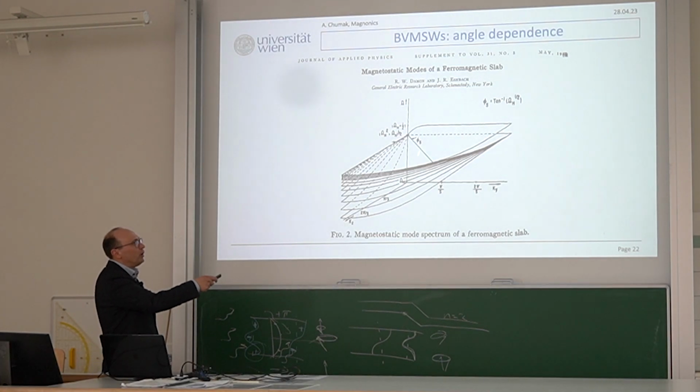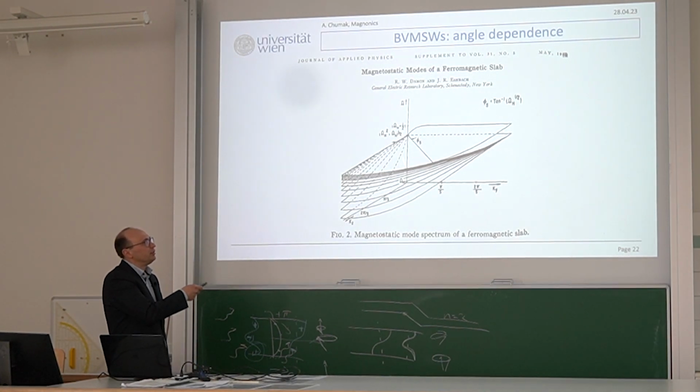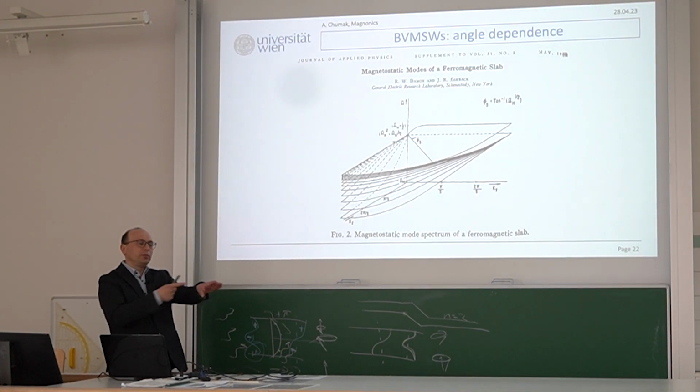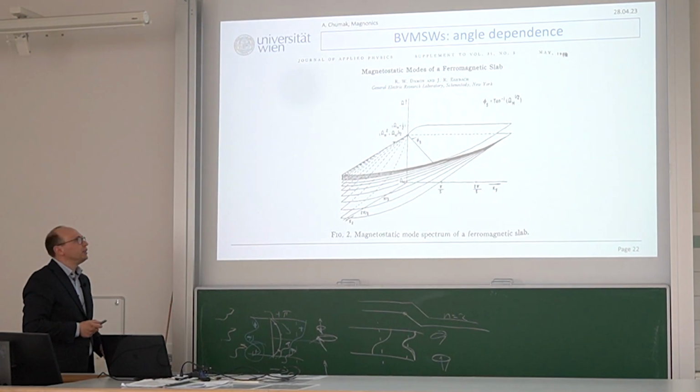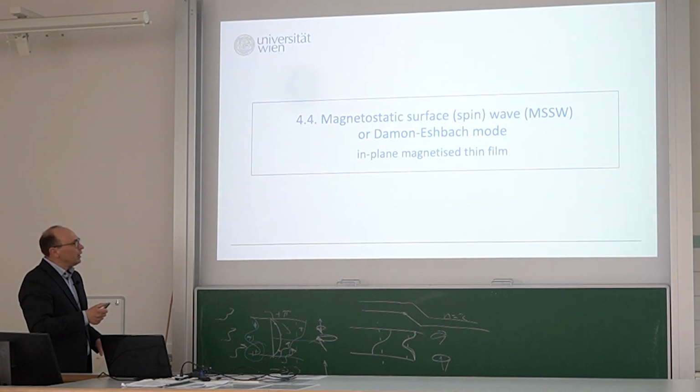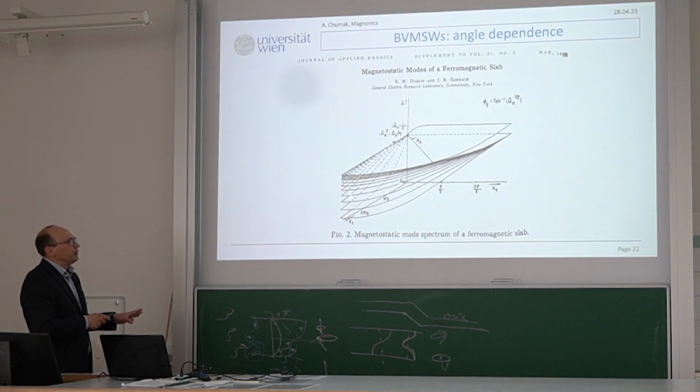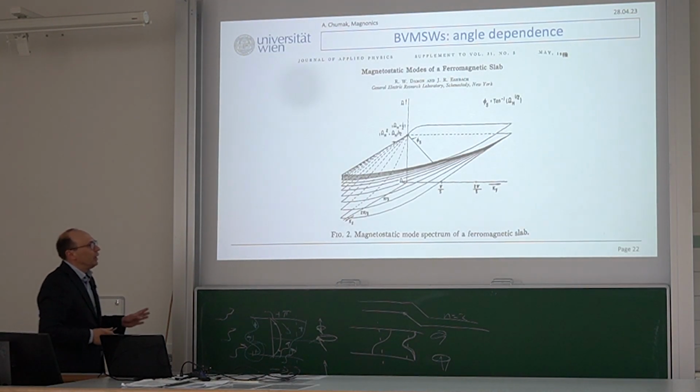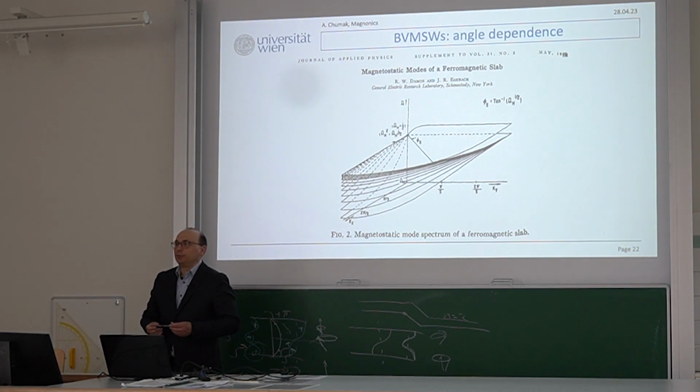But it will become more and more flat, so it means that the velocity of the wave will be slower and slower when you go away from the ideal magnetization along the field. So at this point I will stop. Other questions to today's lecture?